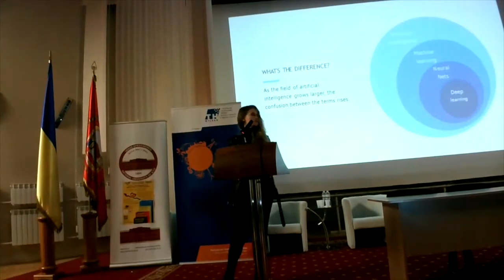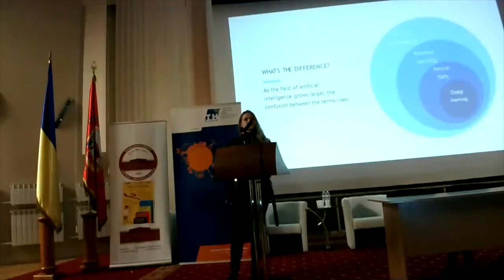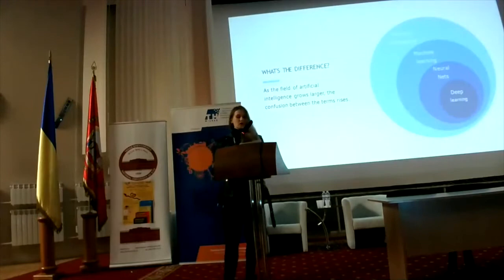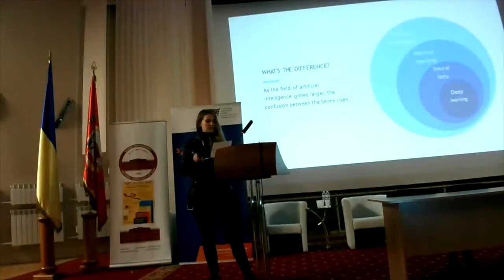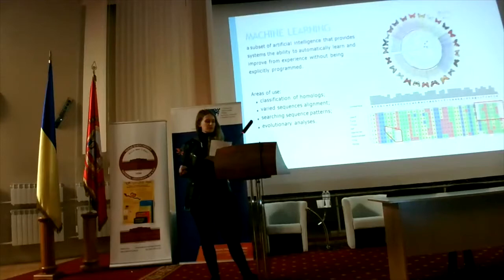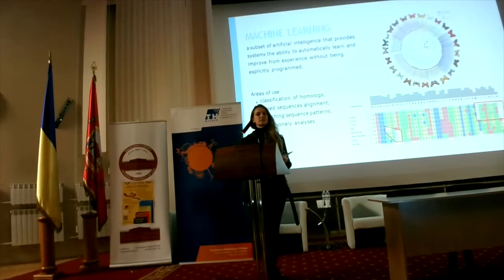So as the field of artificial intelligence grows larger, the confusion between the terms artificial intelligence, machine learning, and deep learning rises, and let's clear these things up. So as we discussed, artificial intelligence is a science, much like biology. And then machine learning is a subset of artificial intelligence, and it provides systems with the ability to automatically learn and improve from experience without being explicitly programmed.